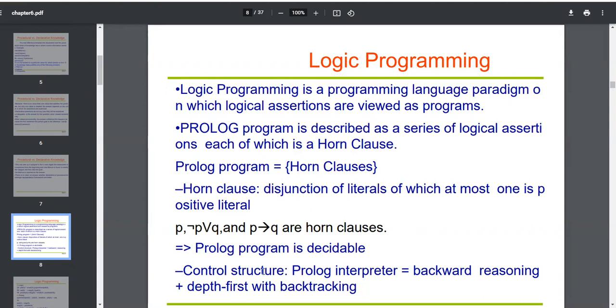Now what is the control structure? The Prolog interpreter uses backward reasoning. So how does Prolog work? Prolog works on the basis of backward reasoning and backtracking, with a depth first scenario. It is not breadth first, but depth first.